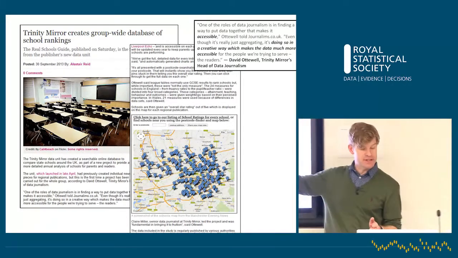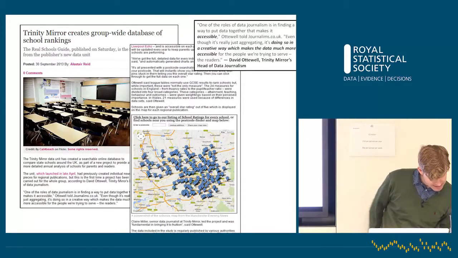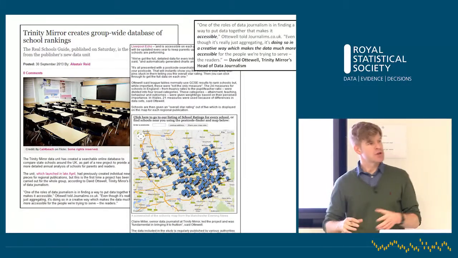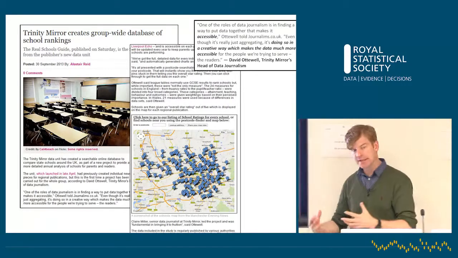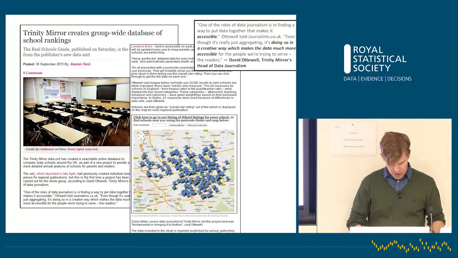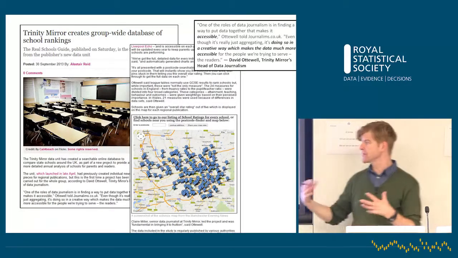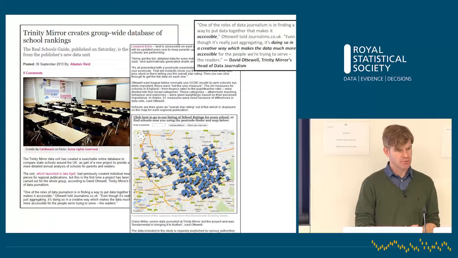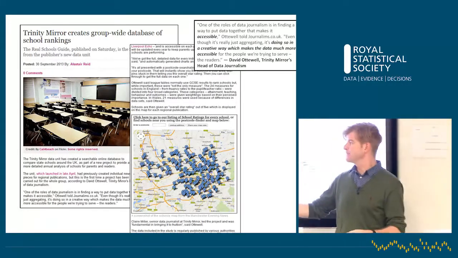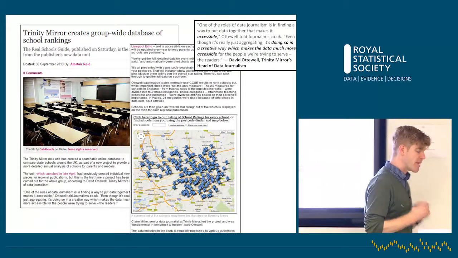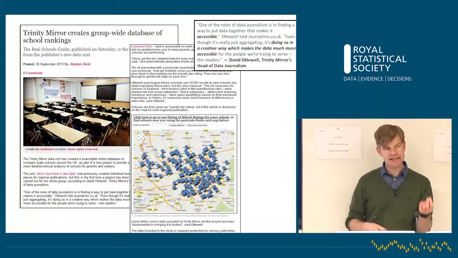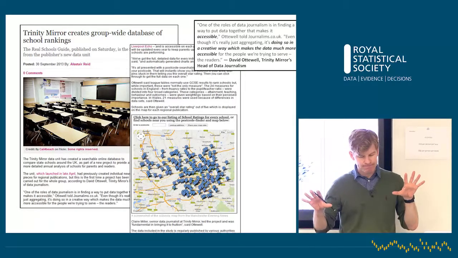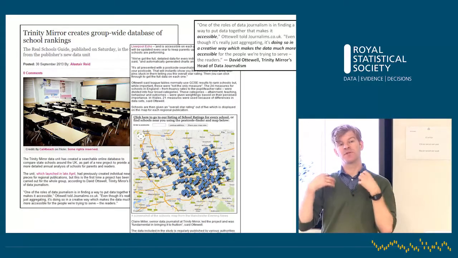Here's an example. The Trinity Mirror group have set up a data unit. Have any of you heard about that? Essentially, they produce data, as I understand it, for use within their own publications, and also some of it is accessible for general readers via various online presences. For example, they've devised their own metric for generating league tables of school performance.